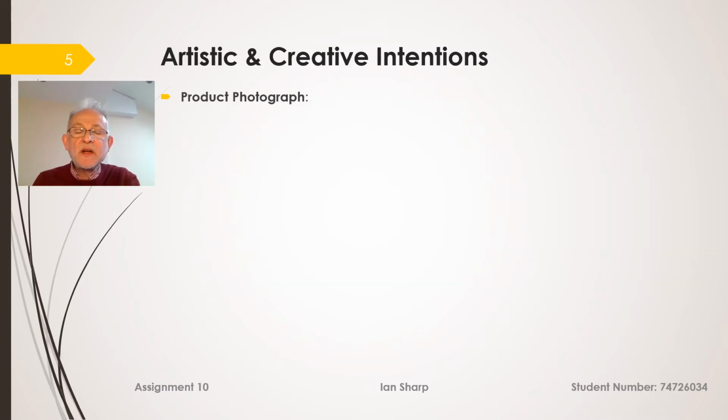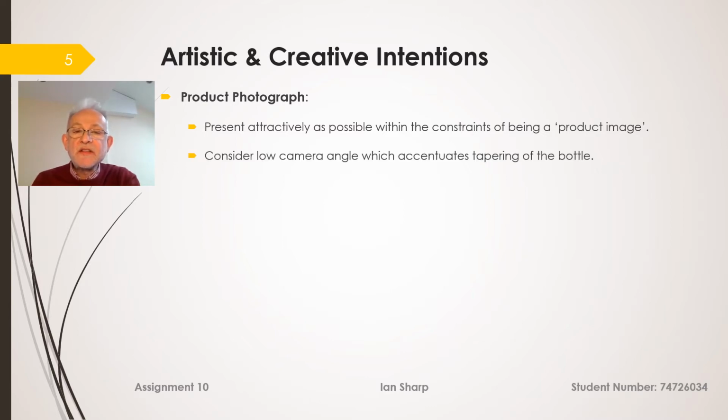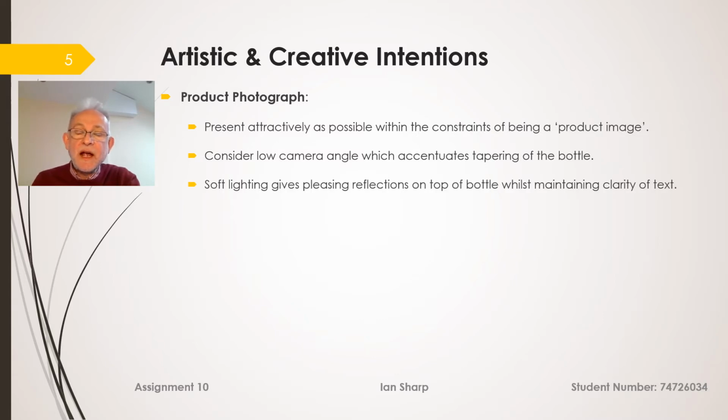I will now discuss my artistic and creative intentions. Firstly, on the product photograph. I need to present it as attractively as possible within the constraints of it being a product image. I'll consider a low camera angle because that will accentuate the tapering of the bottle, and soft lighting which gives pleasing reflections on the top of the bottle whilst maintaining the clarity of text which is lower on the bottle. And finally, by ensuring a low camera angle and lighting to draw attention to the key text including branding, which is key in a product image.